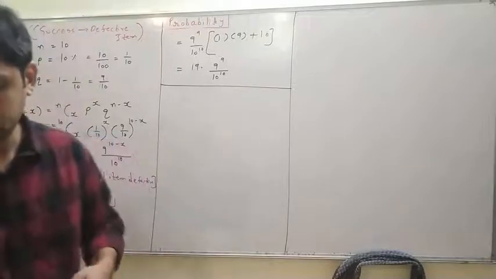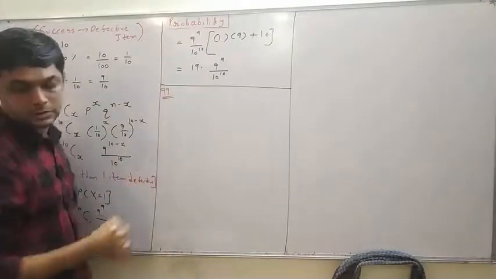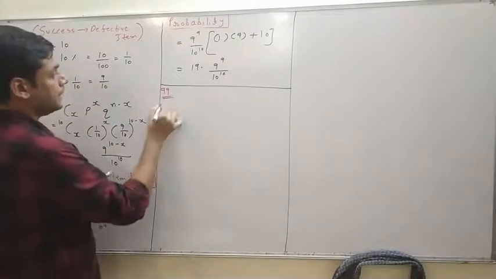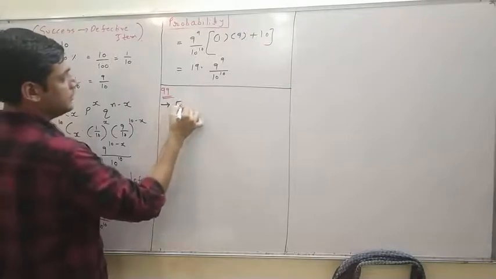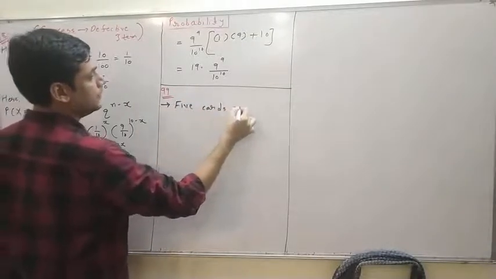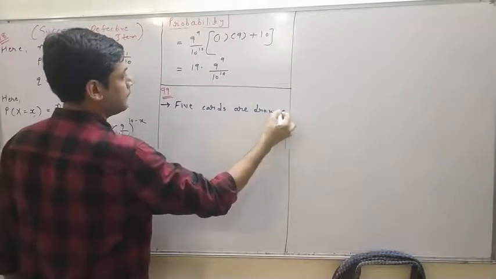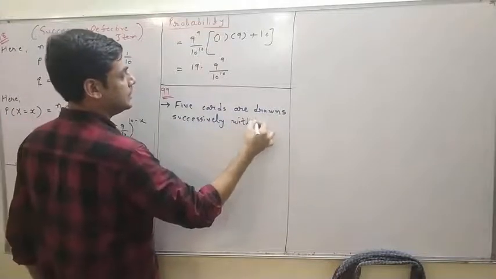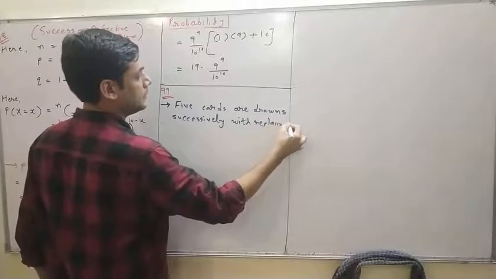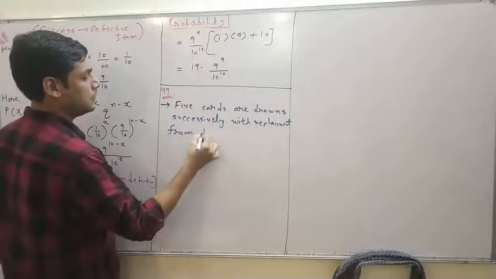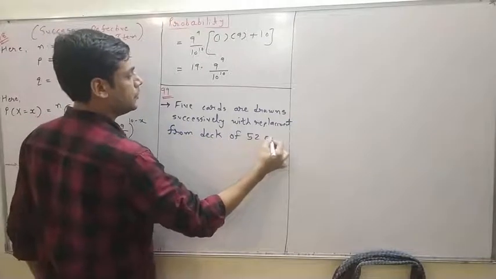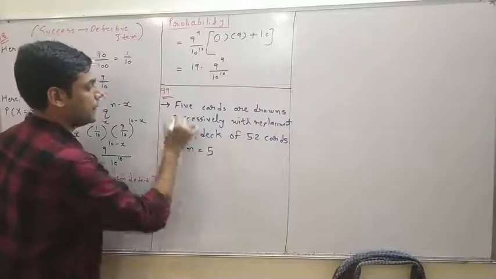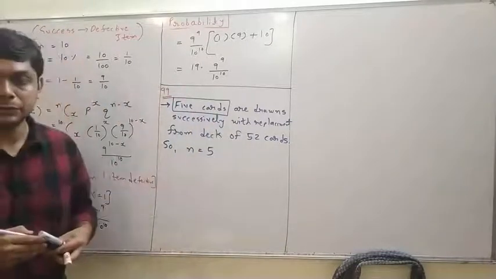That is your next question. 99. 5 cards are drawn successively with replacement from a well shuffled deck of 52 cards. How many cards we have to select? 5 cards. So here n is equal to 5. We have to select 5 cards. So n is equal to 5.